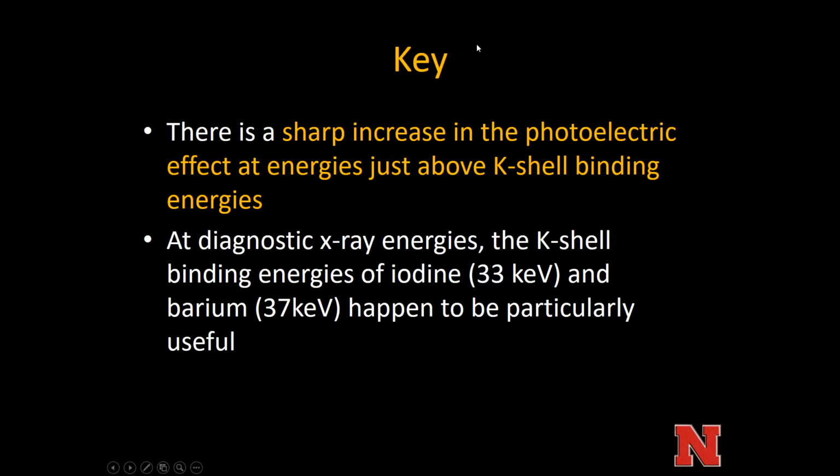The key here is that there's a sharp increase in the photoelectric effect at energies that are just above the K-shell binding energy. So at diagnostic X-ray energies, the K-shell binding energies of iodine, which is 33 keV, and barium, which is 37 keV, happen to be particularly useful. That's why we use iodine and barium in contrast agents, because that photoelectric effect is common at the energies that we use to expose people to in CT or radiography. So that photoelectric effect inherently creates contrast between the iodine and barium administered and the surrounding soft tissues in which they're located.